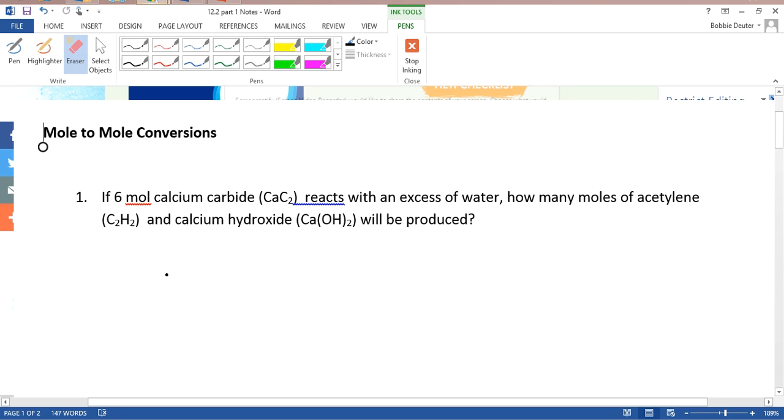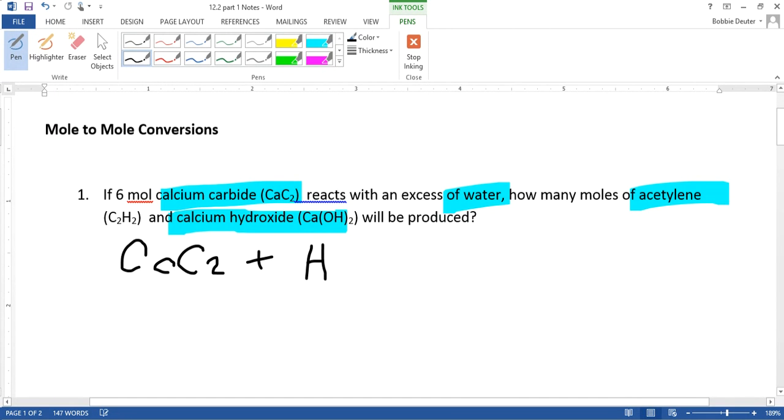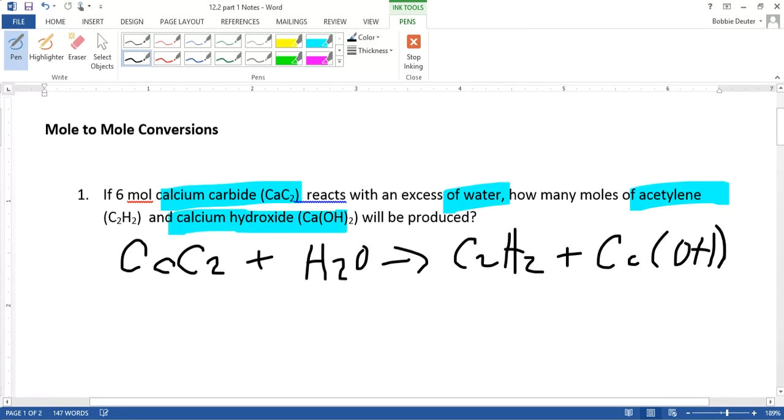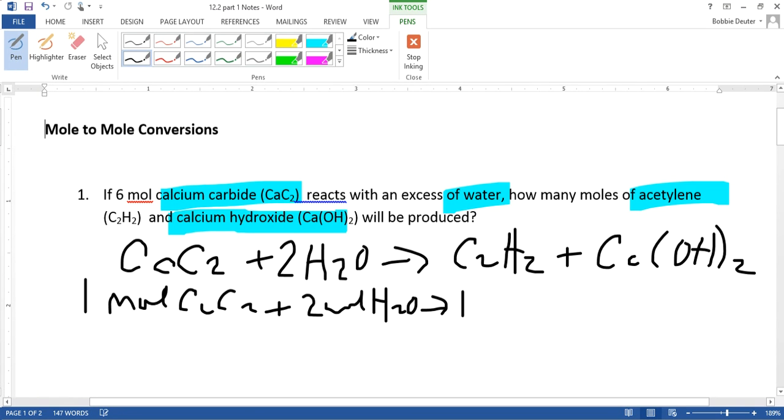We have CaC2 reacts with H2O to produce C2H2 and Ca(OH)2. Now we have to balance it. We need a 2 in front of the water. That's all we have. Now we already learned how to interpret this. We have 1 mole of calcium carbide, 2 moles of H2O, 1 mole of C2H2, and 1 mole of our calcium hydroxide.